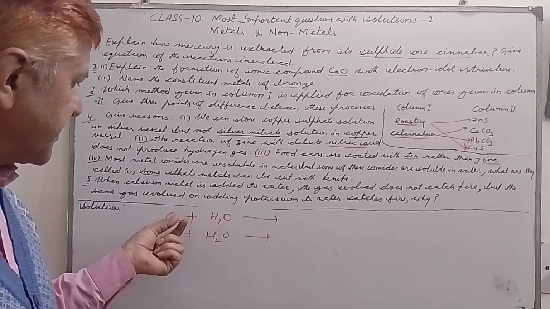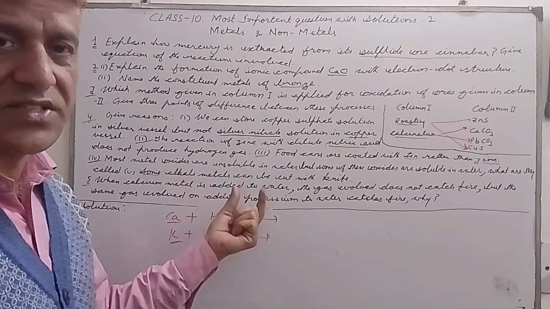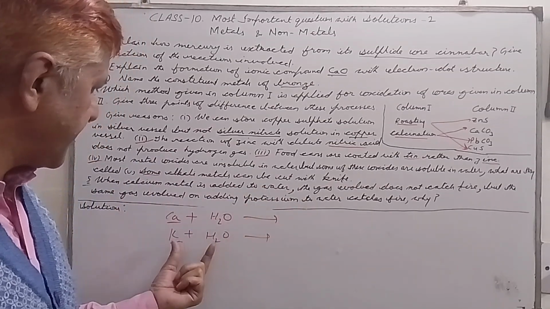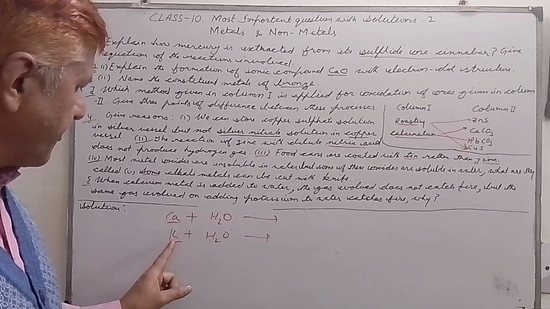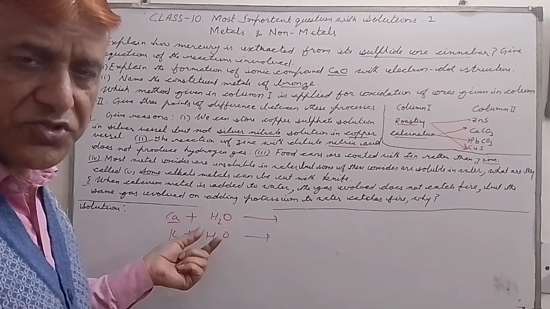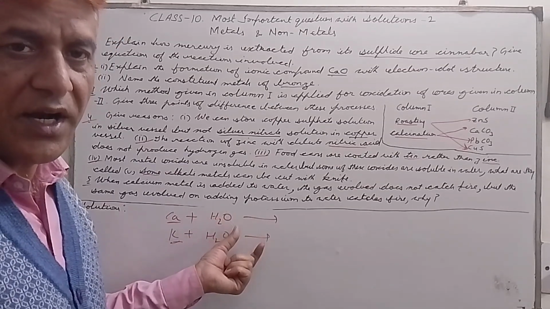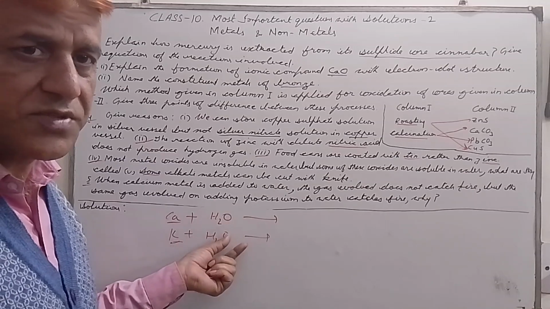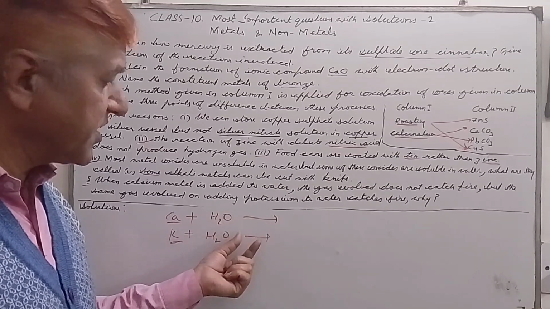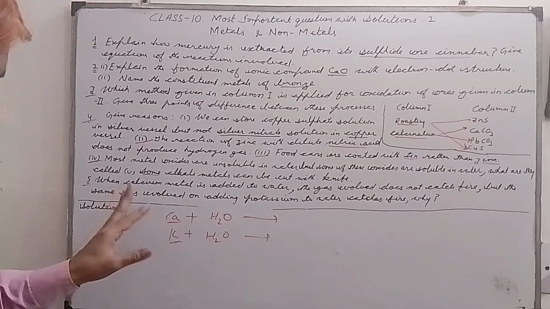The heat produced in the reaction is not sufficient for the hydrogen gas to catch fire. And in this case, when potassium reacts with water, lots of heat is produced. The reaction is very violent, and lots of heat is produced, which can actually ignite hydrogen gas. So this is the answer to this question.